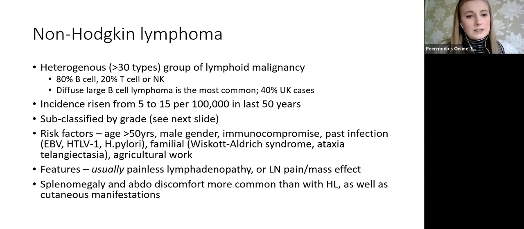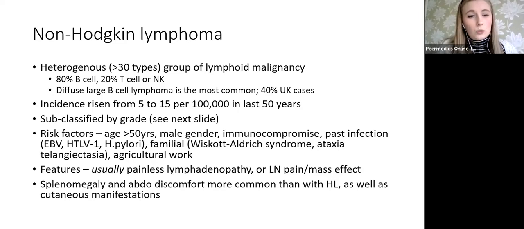And we subclassify it by grade, which is low or high, but we'll get onto that in the next slide. So risk factors for it, like we said before with the case, just being older, being a guy for whatever reason, previous immunocompromise, past infection. So yeah, there is still a link with Epstein-Barr and this, but it's not quite as tied. It's more associated with 1 or 2 subtypes, whereas Epstein-Barr is associated with Hodgkin's lymphoma as a whole.